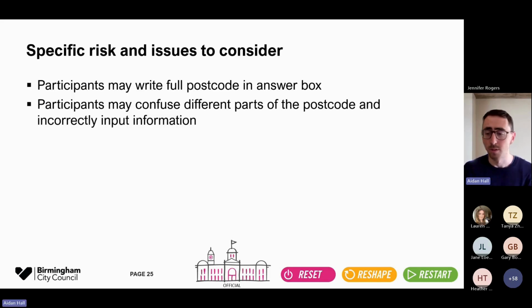In terms of some specific issues to consider, as well as people not wanting to provide their postcode, some people might write the full postcode or confuse different parts of the postcode. I think with this one it's quite useful to provide an example, like B1, just to give people a sense of what we're actually looking for. Therefore, it might help them fill that in. So those are the three parts to this webinar.